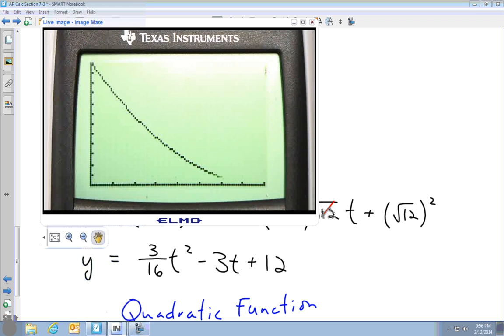You'll notice, by the way, that after 8 seconds, all of a sudden this thing starts going back up. The function does. But of course, that doesn't make sense in our problem. It's not going to start filling back up with water.